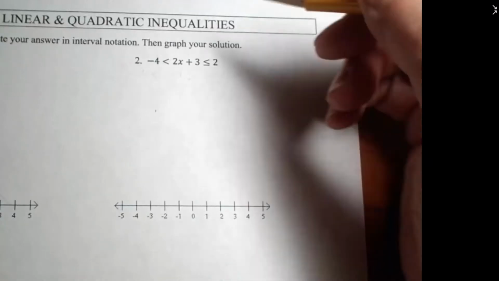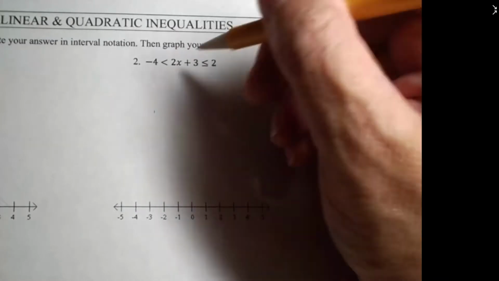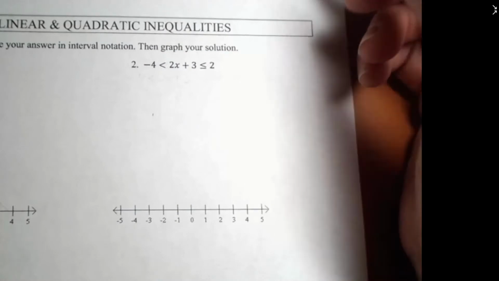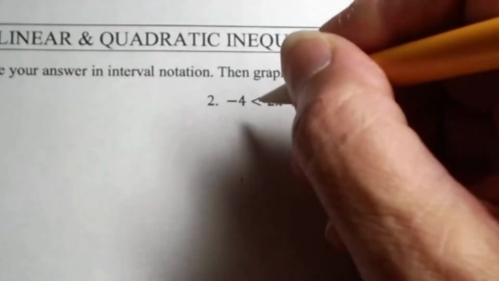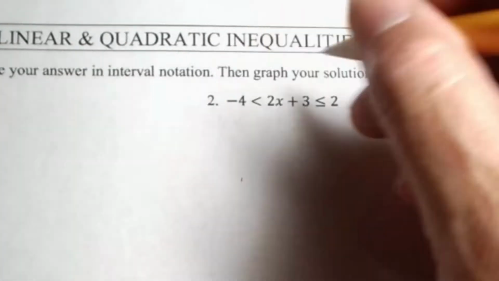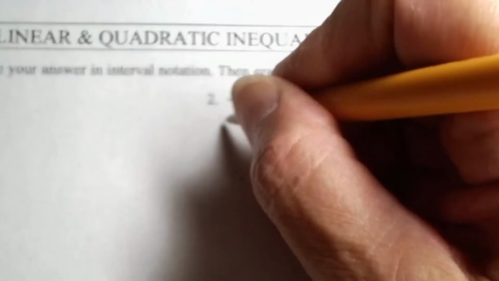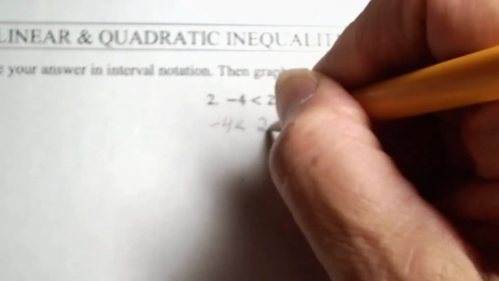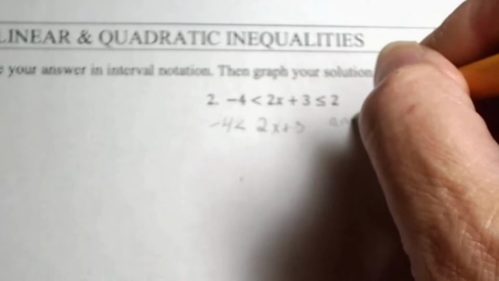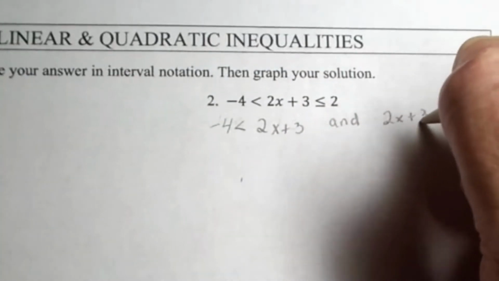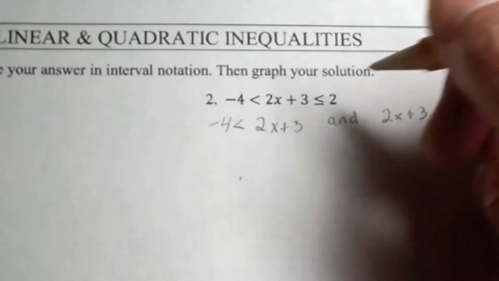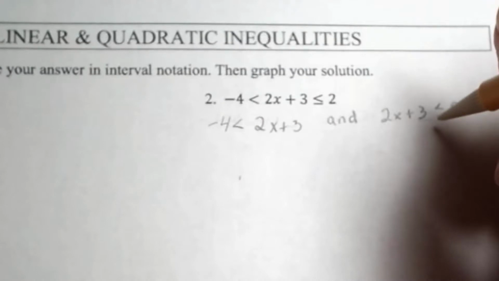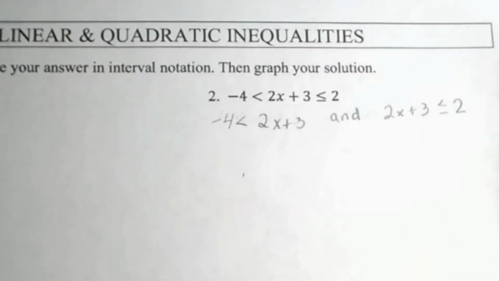So in this video, we're going to do an example that involves a double inequality, like you see here in problem number 2. This is a shorthand notation, but what it really represents is the solution to these two inequalities put together. So like -4 is less than 2x plus 3, and 2x plus 3 is less than or equal to 2. So we call these compound inequalities, and normally we would isolate x for both of these and then find where the solutions overlap.